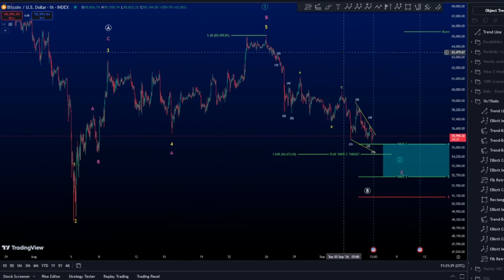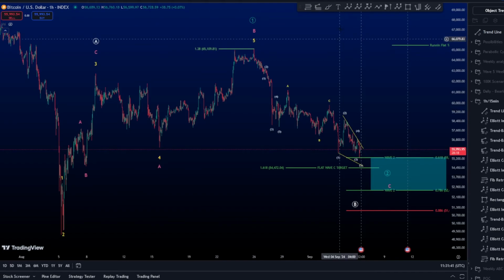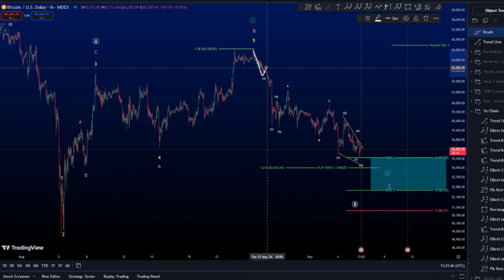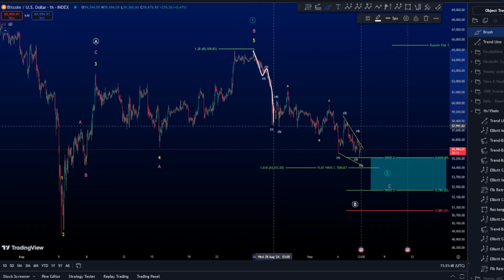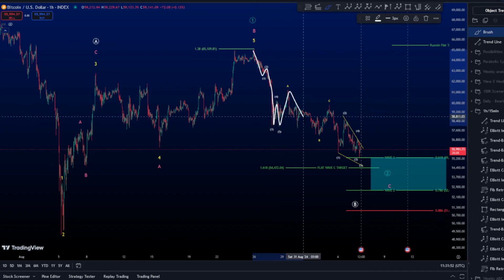Looking at the 1 hour chart, we can see exactly what's happened yesterday. We can see now the count has somehow changed in a better view. Of course, we have 1, 2, 3, 4, 5, and we are looking for an A, B, and a C towards the upside, a correction.